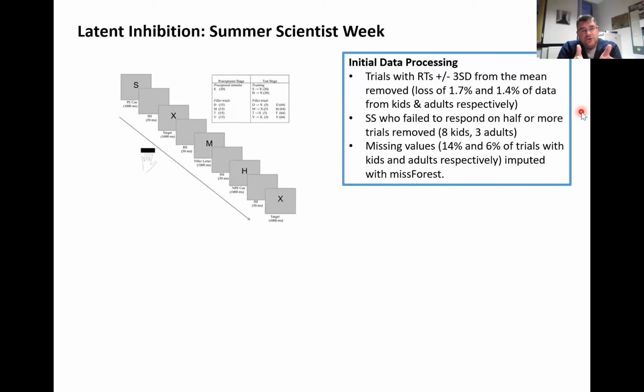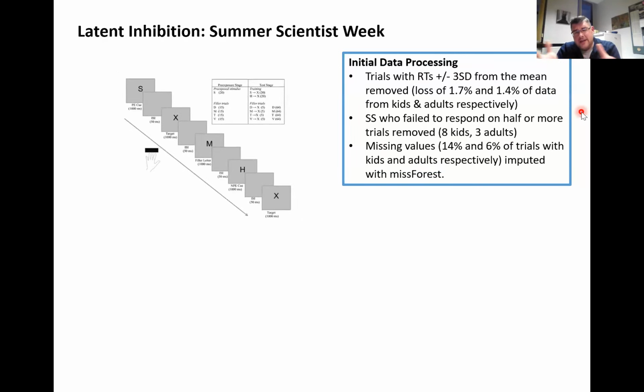So this task was given to children. Obviously, we changed the language a little bit, so we replaced the long words with shorter words. The instructions were presented verbally. We didn't use words like experiment. This was a game that they were playing, and children engaged well.